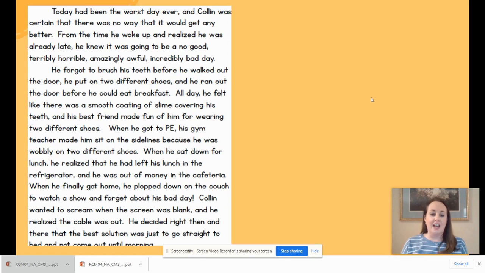When he finally got home, he plopped down on the couch to watch a show and forget about his bad day. Colin wanted to scream when the screen was blank and he realized the cable was out. He decided right then and there that the best solution was just to go straight to bed and not come out till morning.